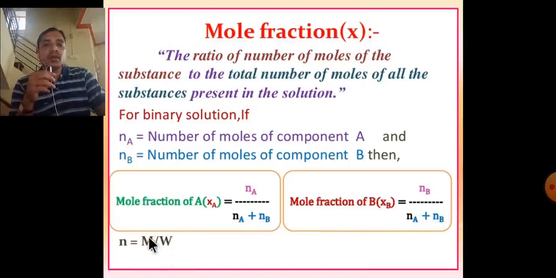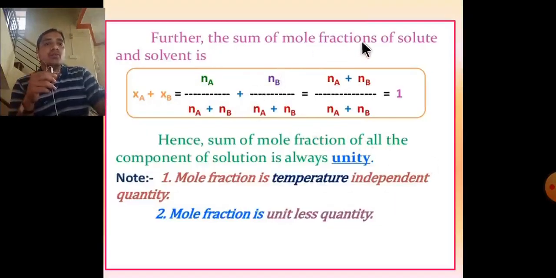The number of moles is calculated as weight divided by molecular weight, W divided by M. Further, the sum of the mole fractions of solute and solvent, Xa plus Xb, for this mixture is Na upon Na plus Nb plus Nb upon Na plus Nb. Therefore the calculation is Na plus Nb divided by Na plus Nb, which is equal to 1. Hence the sum of the mole fractions of all the components of the solution is always unity.